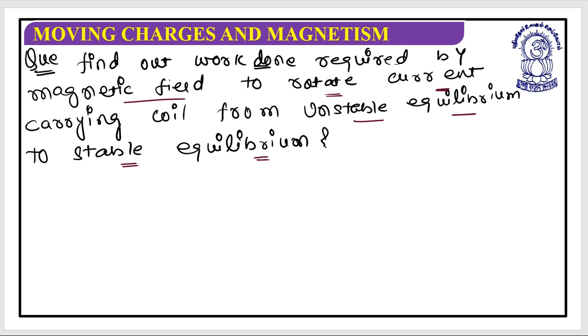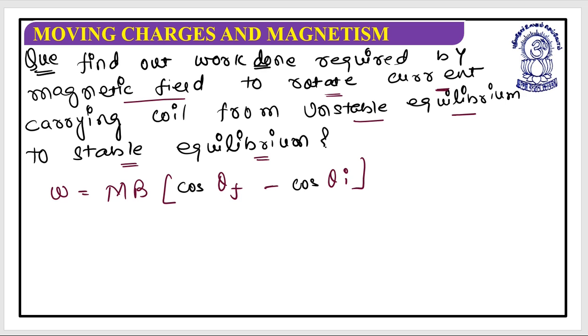So how should I do this? What I need to do is, this work done should be equal to mB into bracket cos theta final minus cos theta initial. I hope this is clear. So this is cos theta final minus cos theta initial.